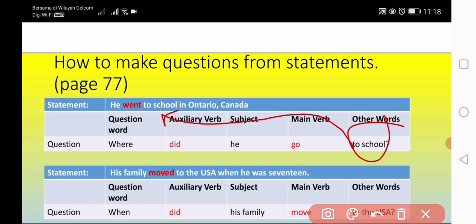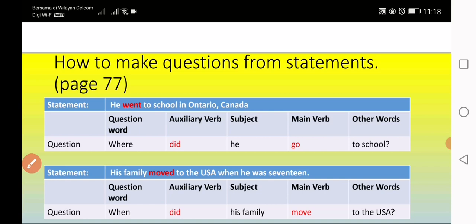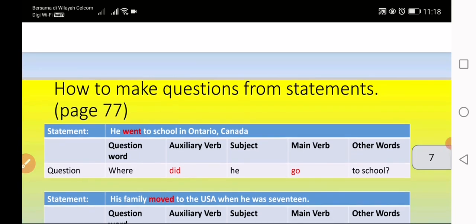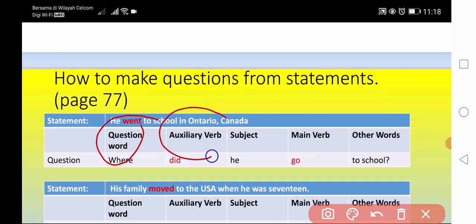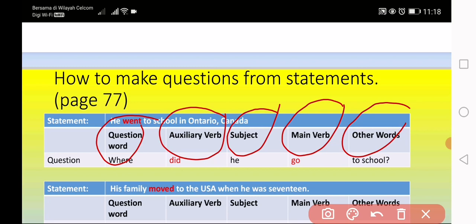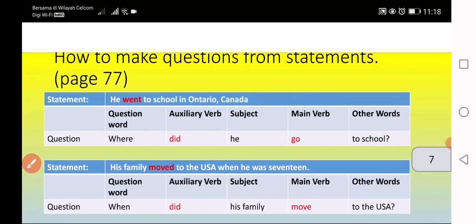So from the statement, you can create your own questions, okay, by using this step. You look at the first one, question word, auxiliary. You look at the question word here. The second step is auxiliary verb. The third one is subject. The fourth one is main verb, and the fifth one is other words. Okay, you need to consider all these elements. Then you can create your own questions.